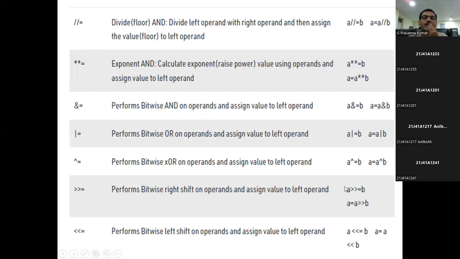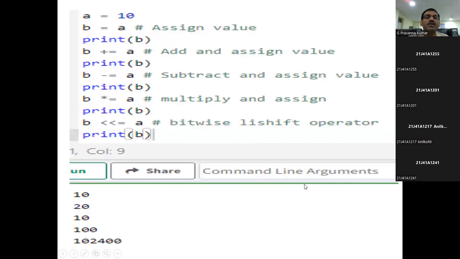All the operators we have discussed. A simple example: A equal to 10. When we assign B equal to A, the value of A is assigned to B. That B is initialized with the value of A. Print B is nothing but 10. If you use B plus equal to A, that means B plus A is assigned to B. That is 10 plus 10 is assigned to B.